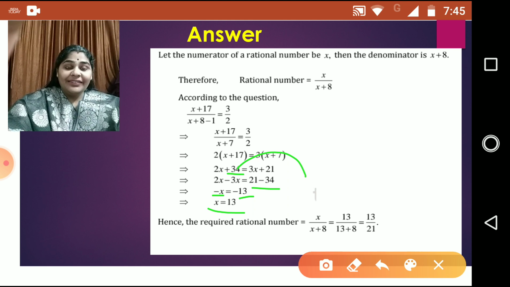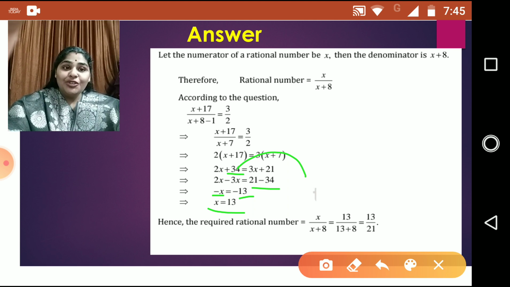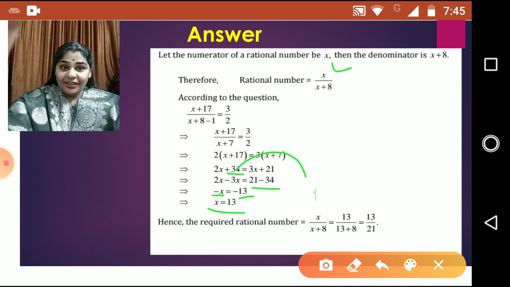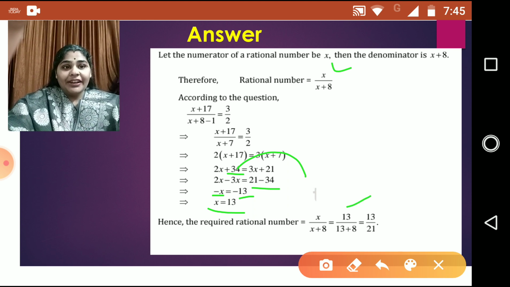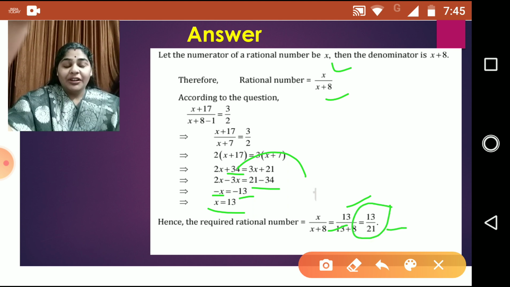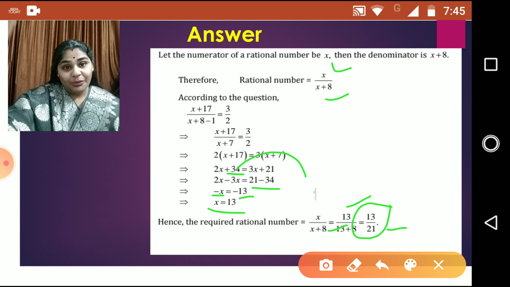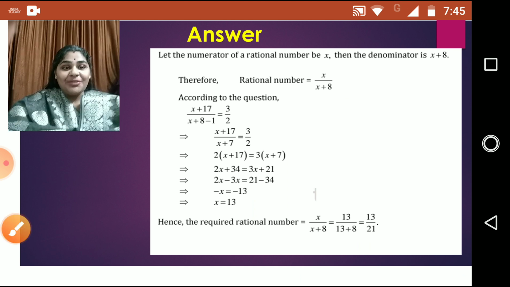So once we get the number 13, we are going to find the number with the numerator and denominator. So the numerator was x, you can see here, it will obviously be 13 as it is, the whole divided by x plus 8. Now we substitute the value of x, that is 13. 13 plus 8 is equal to 21. So the final rational number which we got is 13 upon 21. I hope you people understood this.